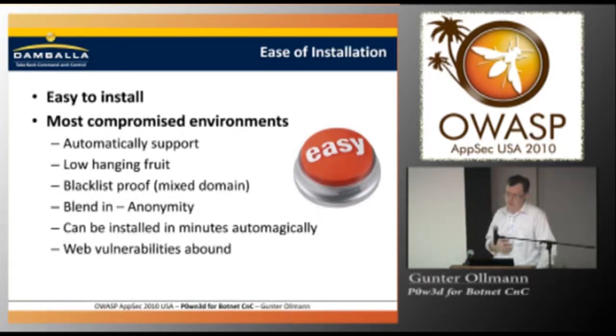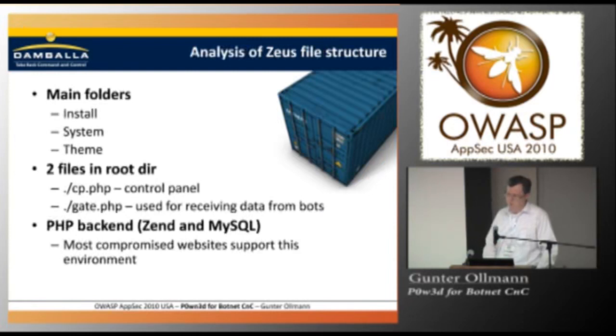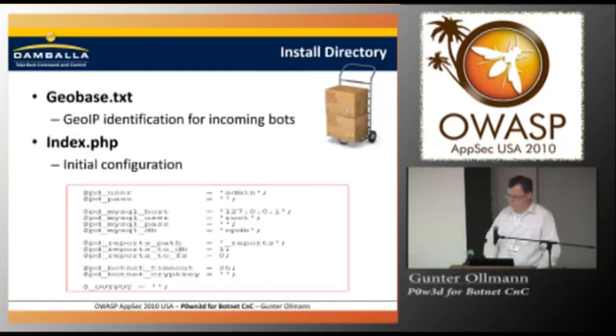Okay. So most compromised environments, really, a lot of the low-hanging fruit type of vulnerabilities are being exploited. Now, there are other things. If I look at the Zeus file structure, when you install the command and control services on the server, it's installed in three different folders: there are a couple of files in the root directory, the control panel, and a particular script for receiving data from the bots, which has a PHP backend. Interestingly enough, it also has a file, geobase.txt, which is probably only used for GeoIP.